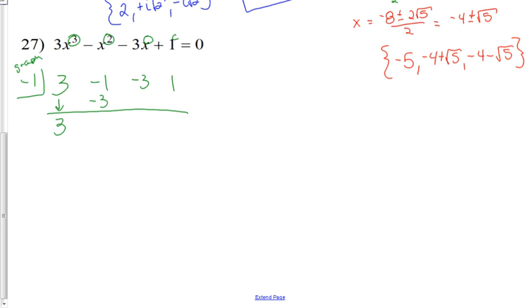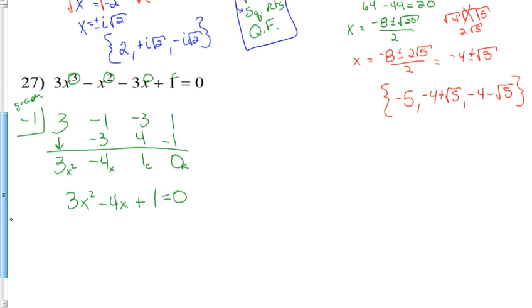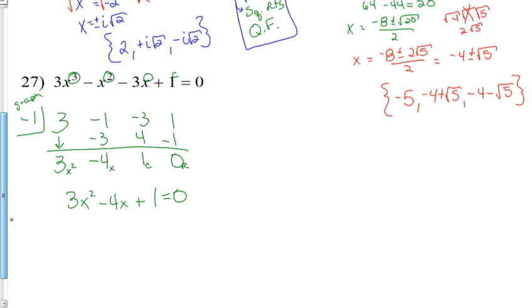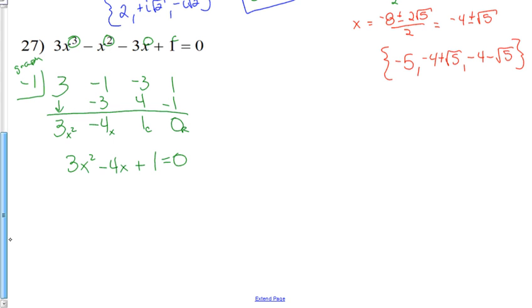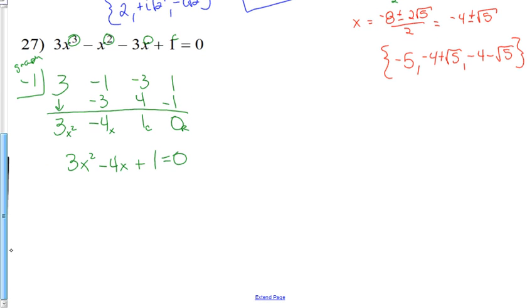Negative 3, so this is negative 4. 4, so this is 1. Negative 1, this is 0. All right, so good. We get a 0 there. 3x squared minus 4x plus 1 equals 0. Now, again, factoring, square roots, QF. QF will always work, just takes a little longer. Factoring, this one is factorable, but it's a tougher factoring problem, so you might not see it right away. So we're going to use the quadratic formula again.